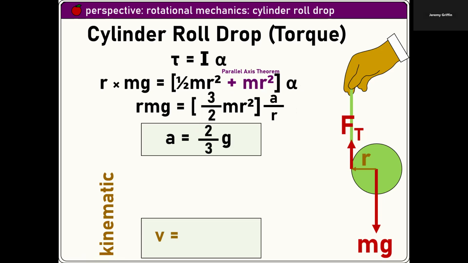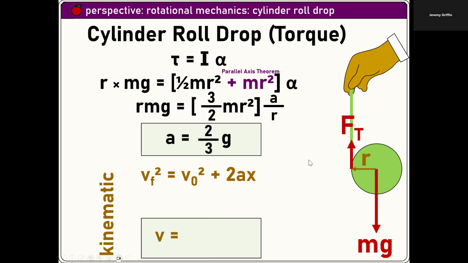Now, if I wanted to answer a different question, like how fast is it falling at some particular moment? Well, let's do it in terms of height falling. If I want how fast as a function of height falling, I need to bring in kinematics right here. Which kinematic formula could tell me how fast as a function of height? First, second, or third? How about that third one? The one that doesn't mention time.